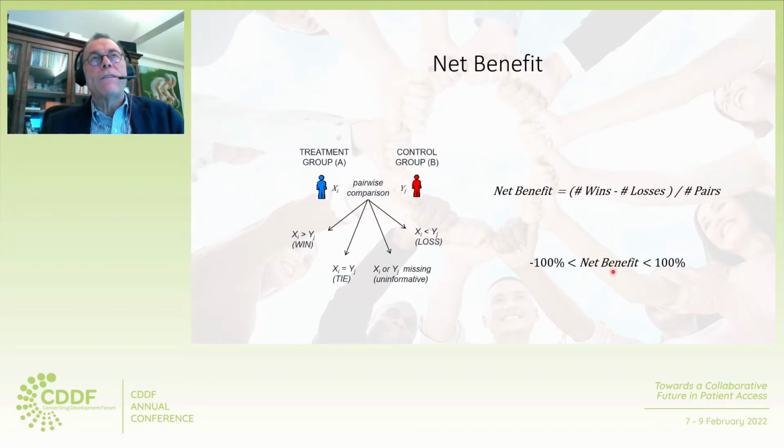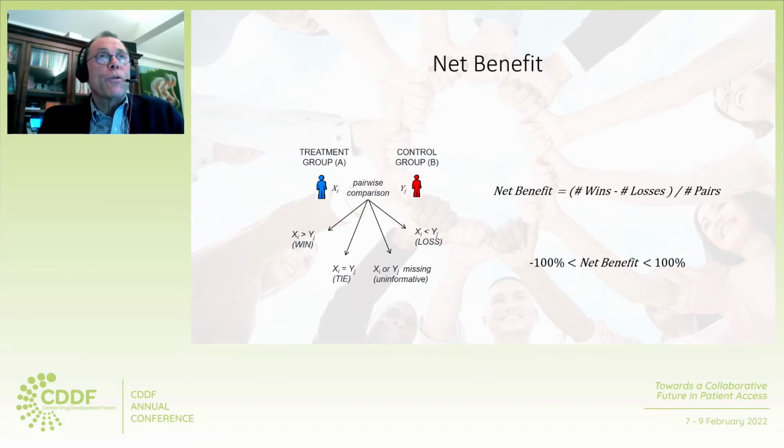If the net benefit is 0, that means there is no benefit. There is no difference between treatment and control. If the net benefit is 100%, that means all patients do better on treatment than control. And if the net benefit is minus 100%, obviously that's an undesirable situation. That means the control group would uniformly do worse than the treatment group. Of course, that would not be a situation that we would want to be in.